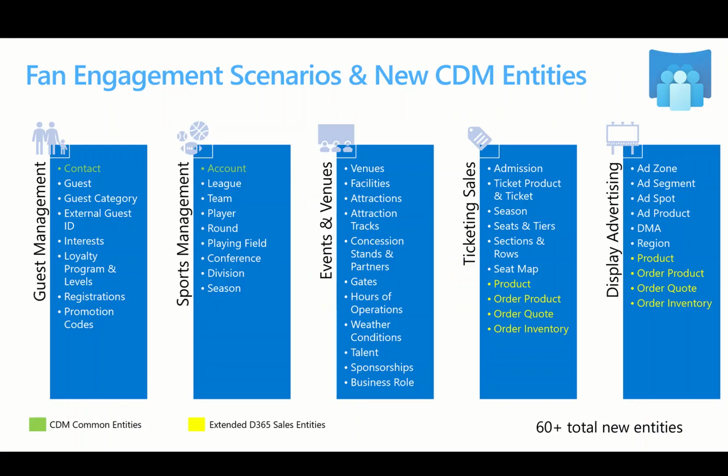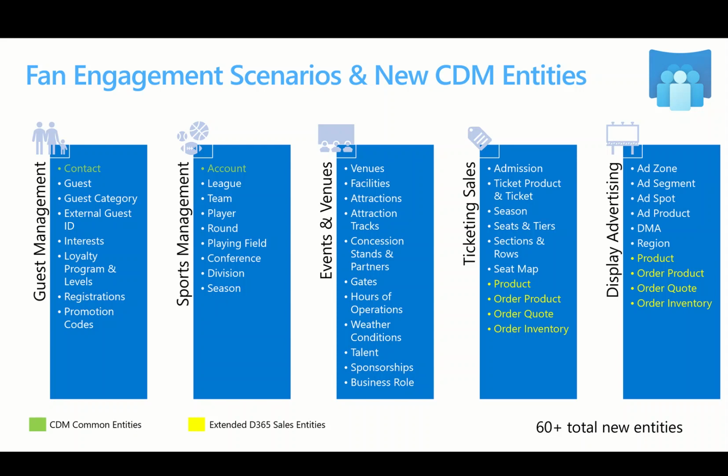This slide breaks them down by category. So we have entities around guest management, entities around sports management, entities around events and venue management, and then more entities that allow you to build certain workflows such as ticketing sales or perhaps display advertising sales, two key aspects of the monetization part of the media and entertainment industry.